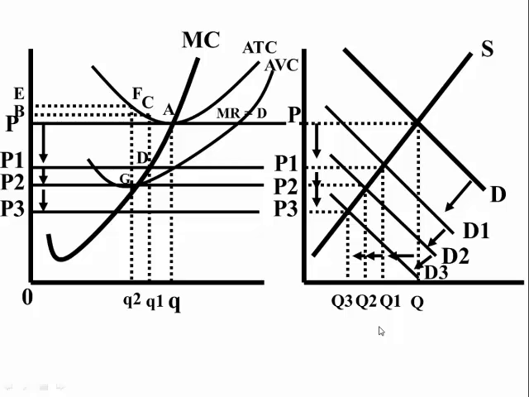Because at this point, here's the total revenue. This area right here, this is the total revenue. Does that total revenue bring in enough money to pay all of the average fixed costs? Let's take a look at this. If you put a Q3 right here, the total revenue is this area right here.